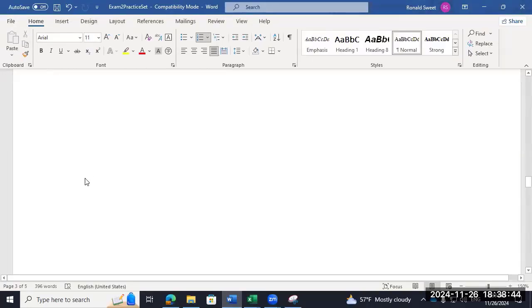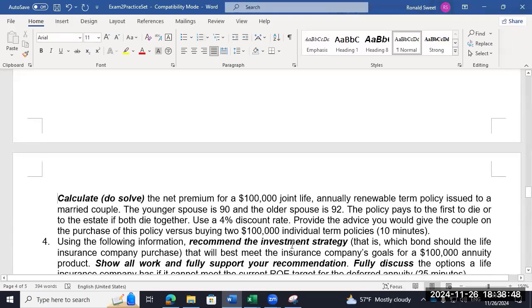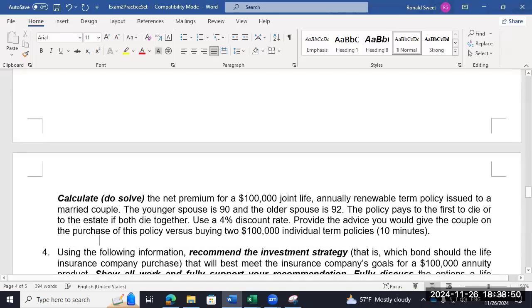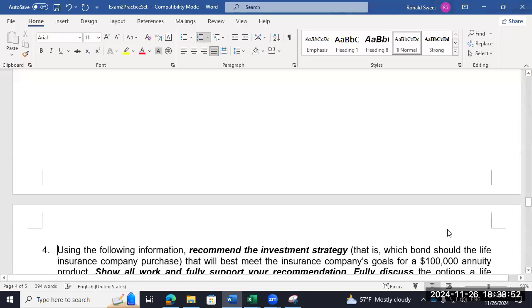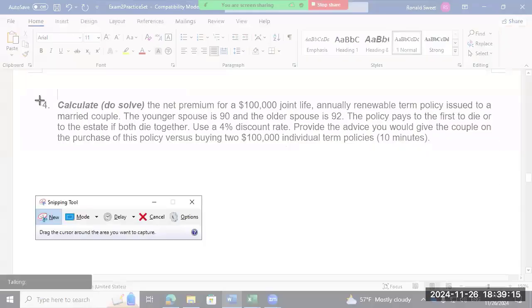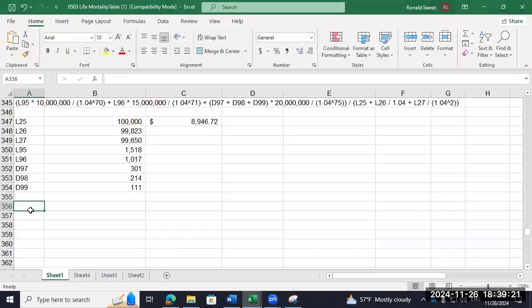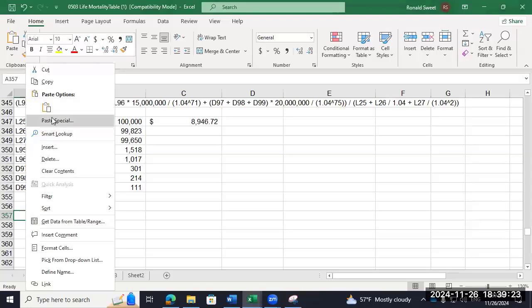So now let's do this one. This is the one we just learned last. Well, no, this is a joint life. All right. So this one we probably do need to spend a little bit of time on. So look at number 4, a joint life. It is set up a little bit differently than the others.